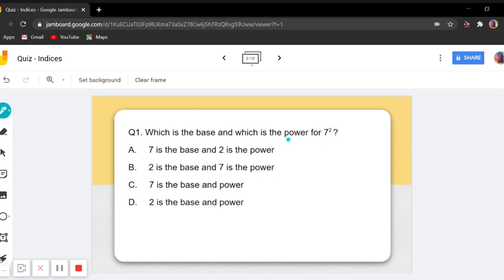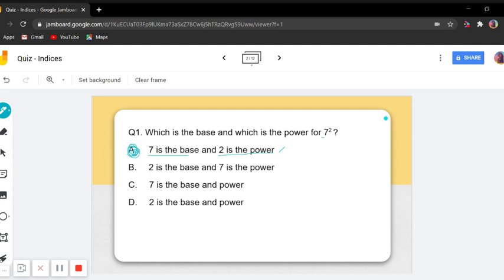So let's check the answer. 7 is the base and 2 is the power. 7 is the base. Yes, correct. 2 is the power. Also correct. This is the answer.